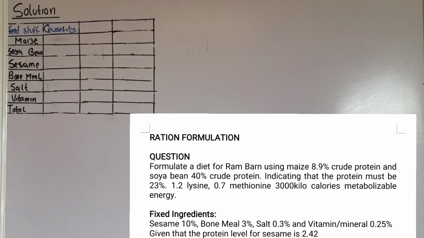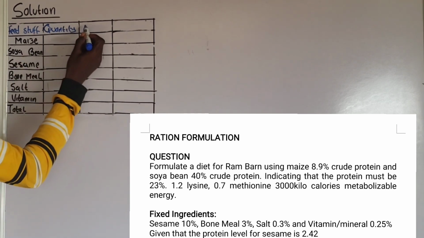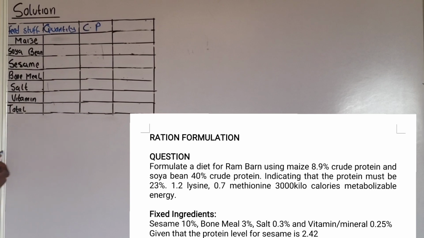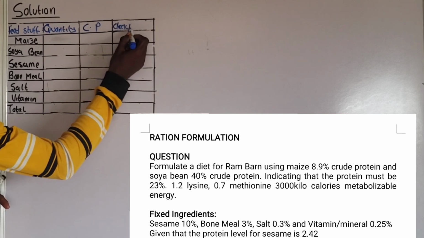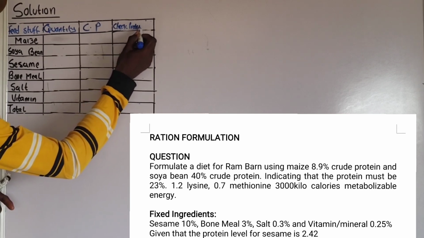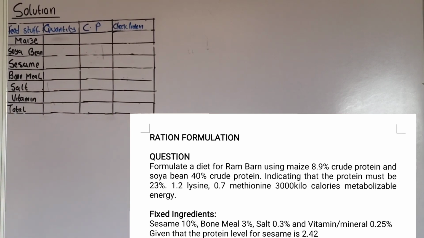Okay? So understand that what we want to calculate here is the quantity of the feed that we contain in our diet. The quantity of the ingredients, the quantity of the feedstuff that we need in our diet. That is what we are asked to determine. Okay? So let's start. Now we have the quantity, and another column will contain the crude protein. Are you paying attention? Then another column, we are going to have the checked protein level. Do you understand?